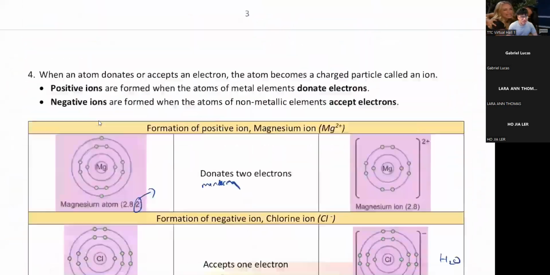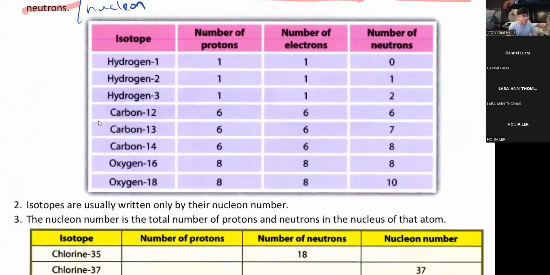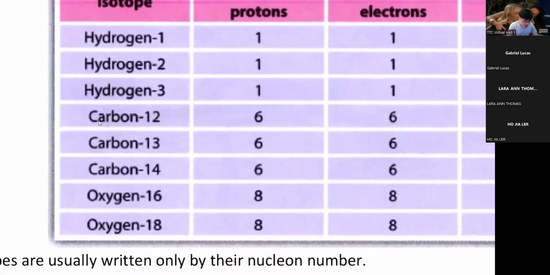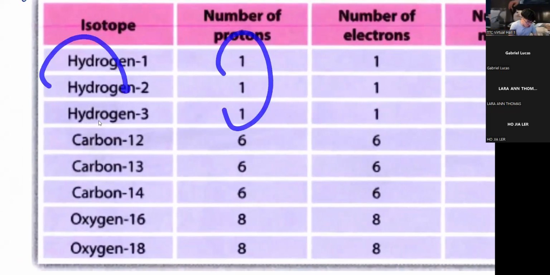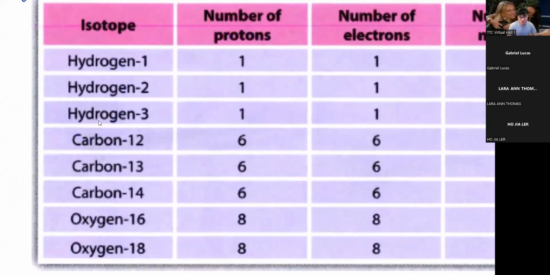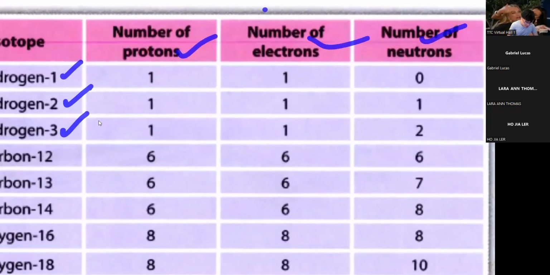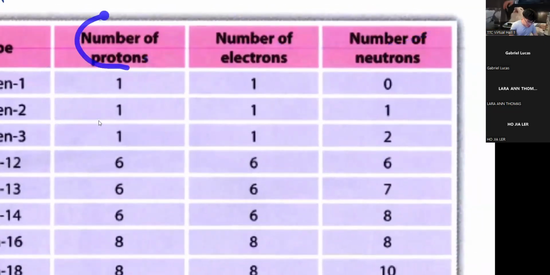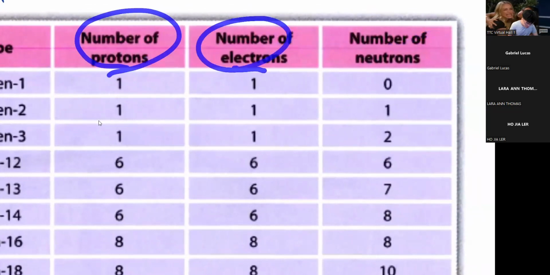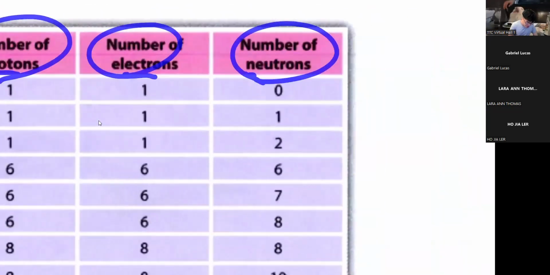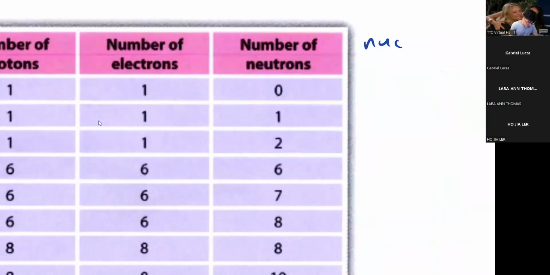All right, so let's go to this again. Like I said, if you're IC number 1, you are for sure hydrogen. But then again, you have 3 types of hydrogen. You have hydrogen 1, hydrogen 2, hydrogen 3. Can you see there are 3 columns here? You have number of proton, number of electron, number of neutron. Please add one more: number of nucleon.